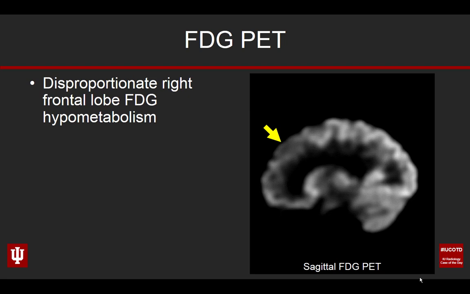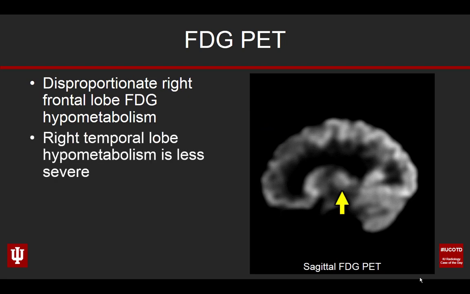And to sort of drive home that point, we look at the FDG PET image, and right where this yellow arrow is pointing, we can see that it's a bit photopenic compared to the rest of the cortices. So again, we have that disproportionate right frontal lobe FDG hypometabolism. The right temporal lobe, as we saw with the atrophy, yes, it's a bit hypometabolic, at least compared to the parietal and occipital lobes seen here, but it's certainly less severe than in the frontal lobe.